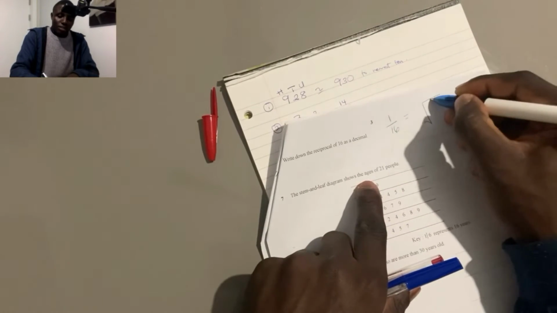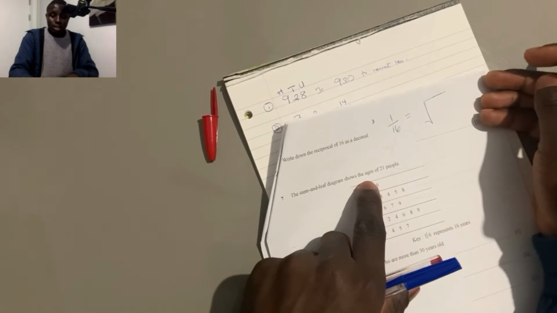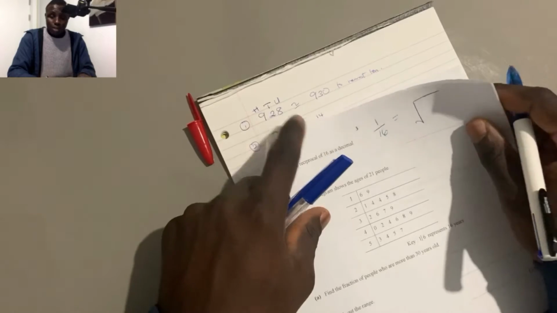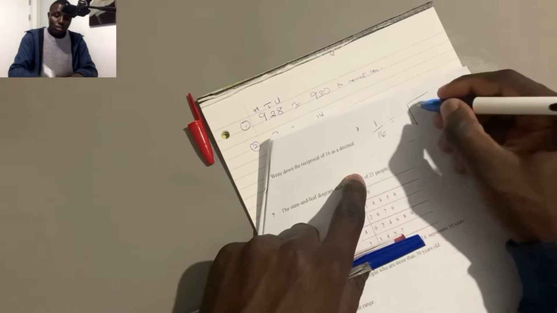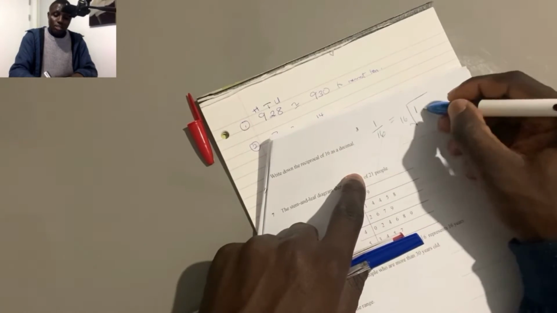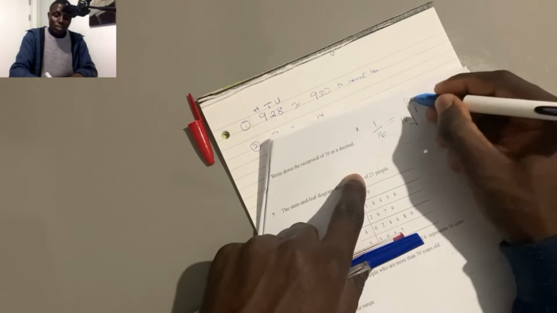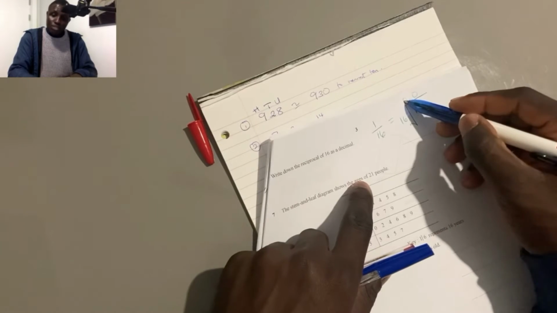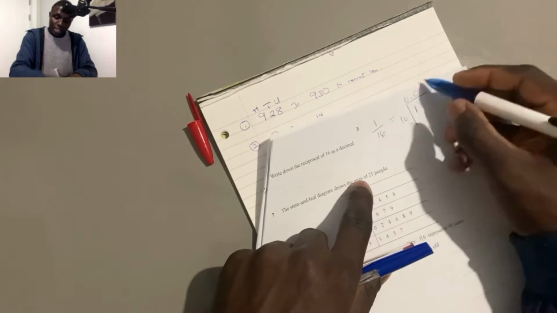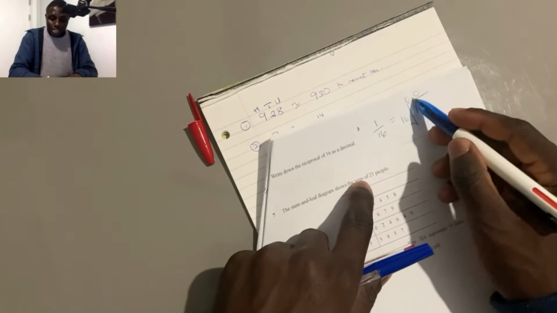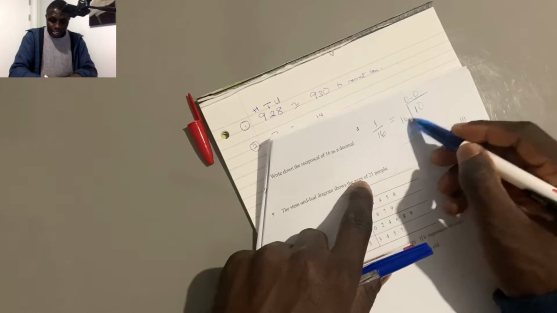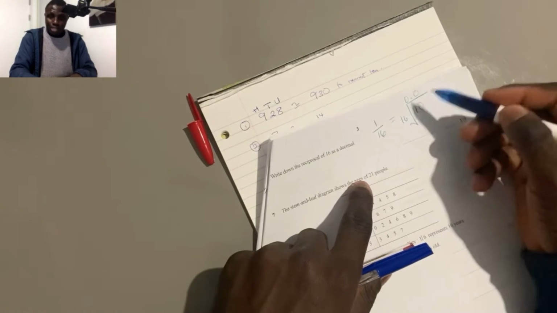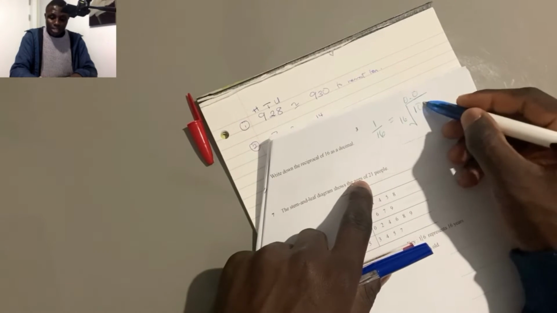Actually, you can use your calculator, if they allow you to use your calculator. But let's do it by division. 16 into 1 cannot go, so you write 0 point. Then you add 0 to make 10. 16 into 10 cannot go again, so you write 0 and add another 0.